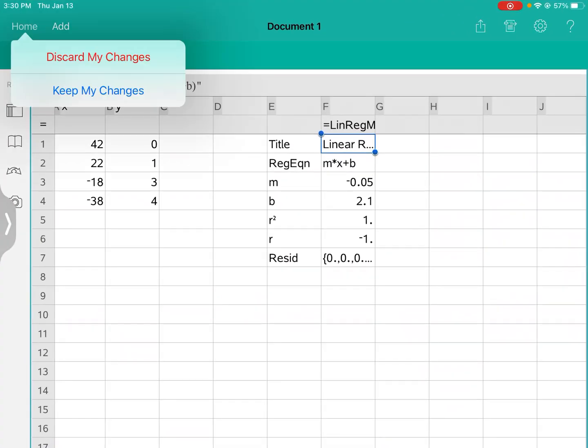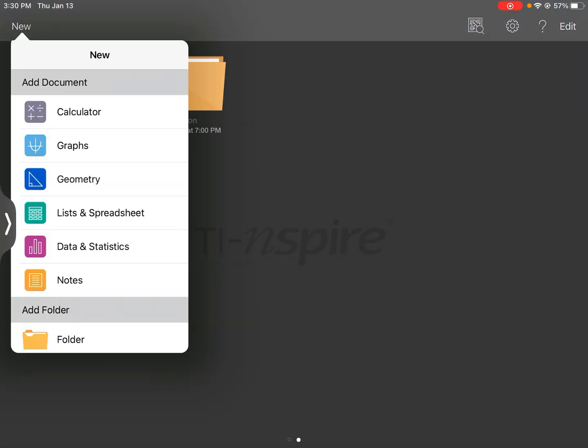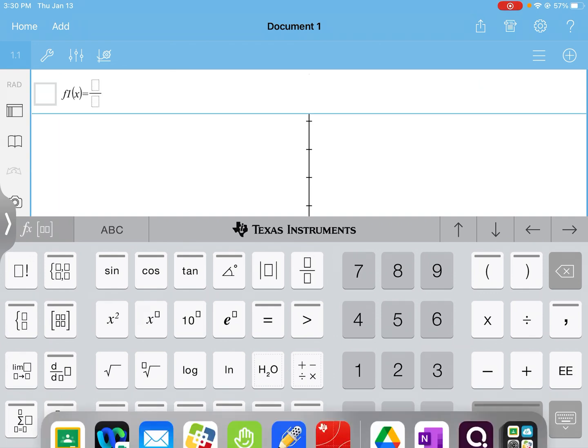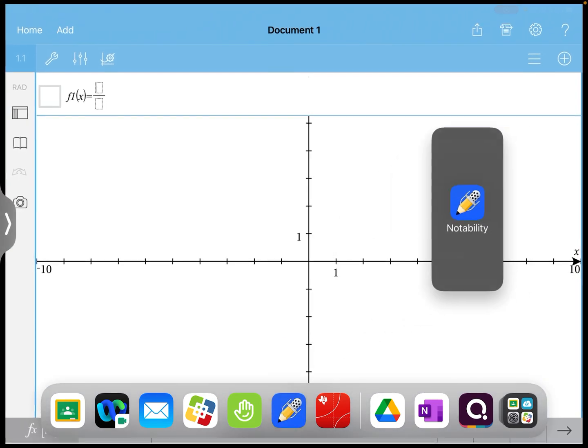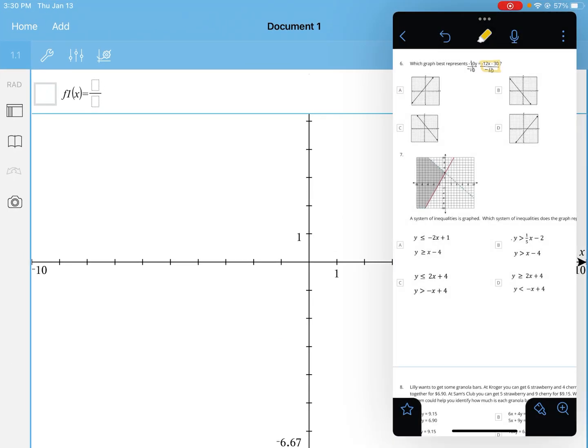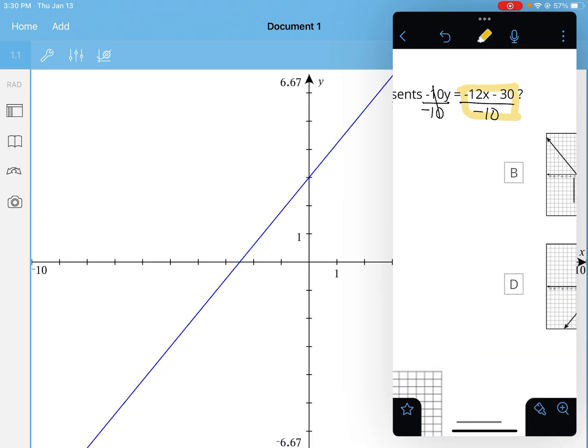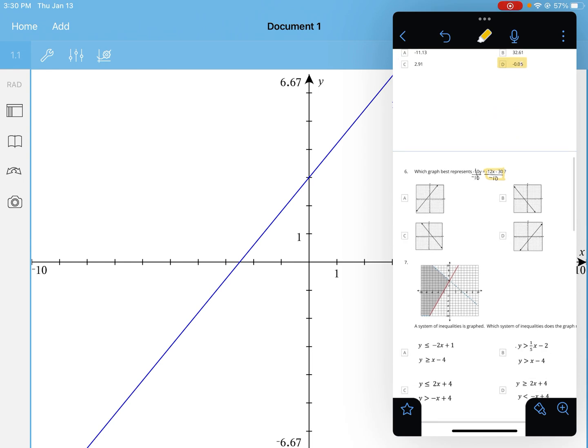So I go over to the calculator. I'm going to discard my changes, and I'm going to go to a graph this time. So we're switching screens a lot. I'm going to start with the fraction button, and then I'm going to type in my function exactly as it looks. Okay, so my function is negative 12 x minus 30 on top, negative 10 on bottom. I graph it. So based on how it looks, I am able to eliminate answer choice C because it's going in the wrong direction, and B because it is also going in the wrong direction.